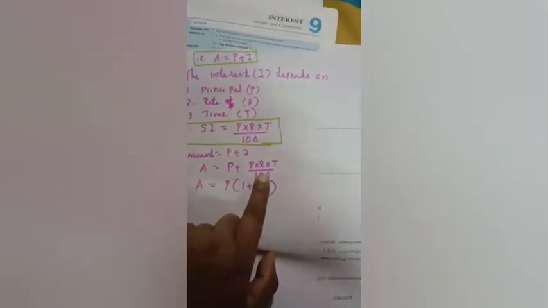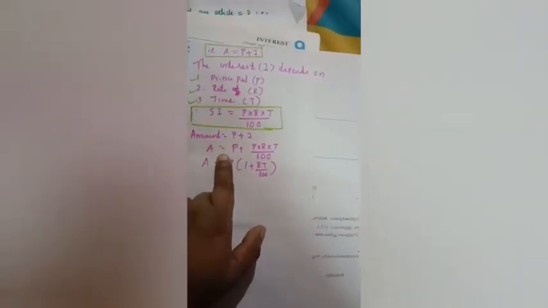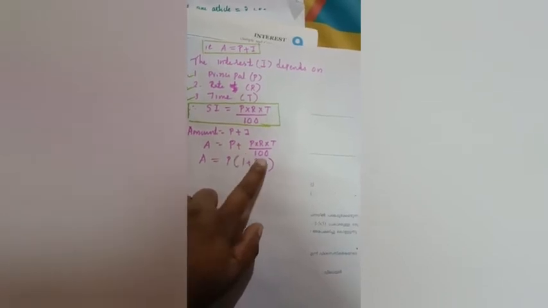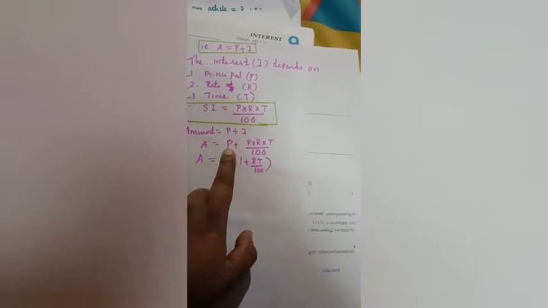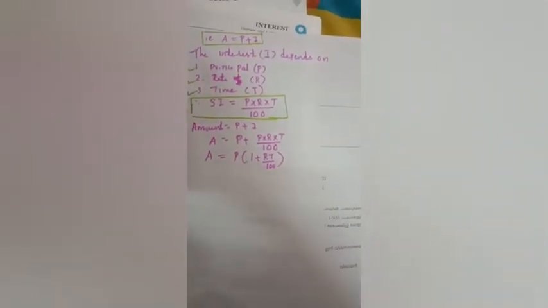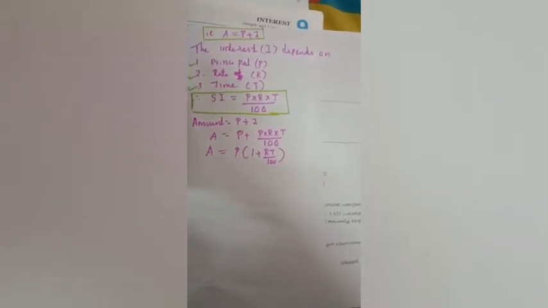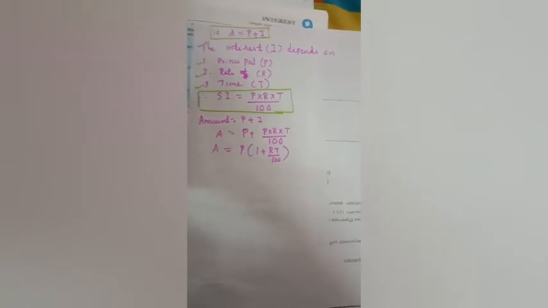How to find interest? PRT by 100. Okay, the total amount we want to pay in the final year is equal to P plus I. I is PRT by 100. So A is equal to, here P is there, here P is there, common. We can take it outside: 1 plus RT by 100. So A is equal to P into 1 plus RT by 100. No need of this one.